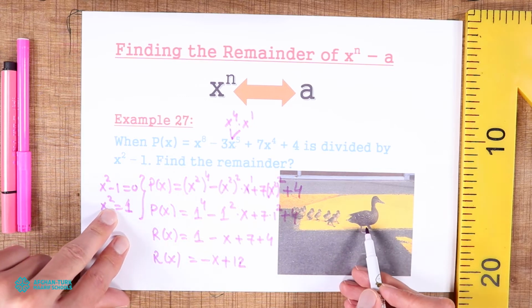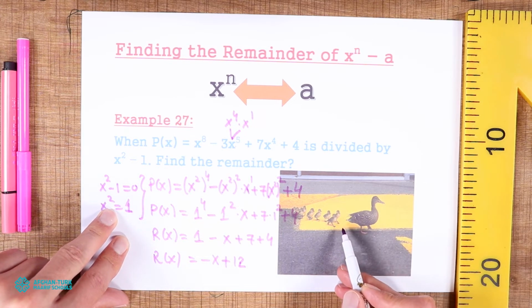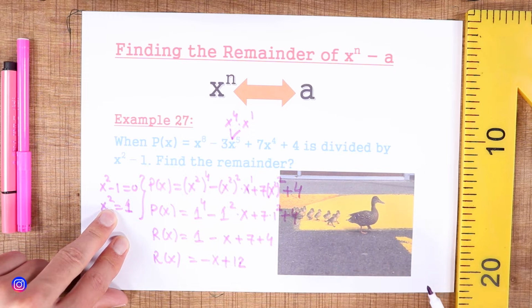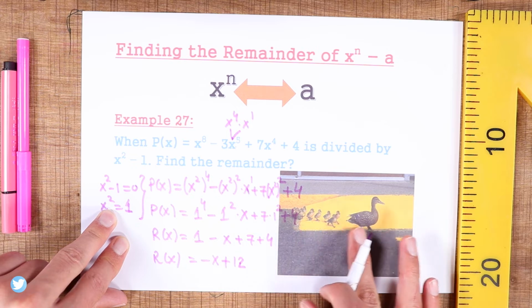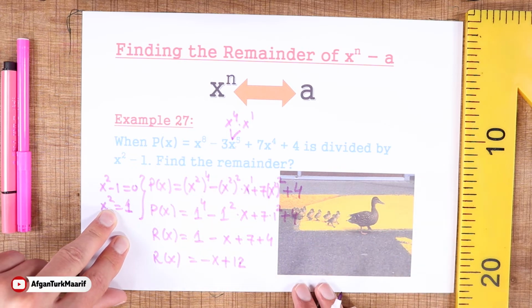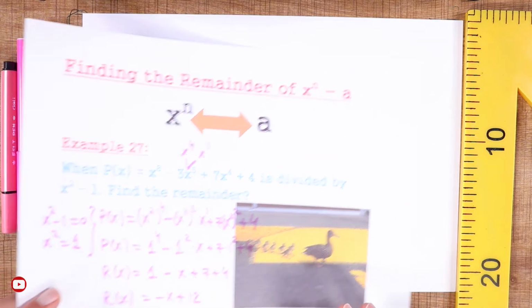Can you see the picture here? Can you guess what is the remainder and what is the polynomial? Yeah, pretend it is the polynomial, and the remainders are the children. When it's gone, the children will be here, and it's the remainder.